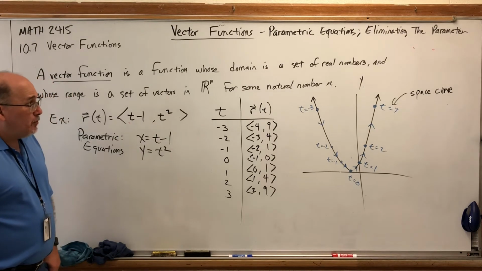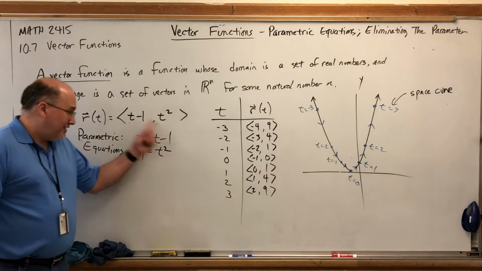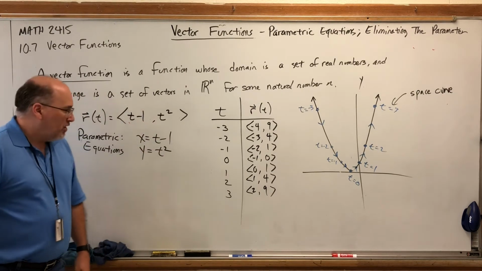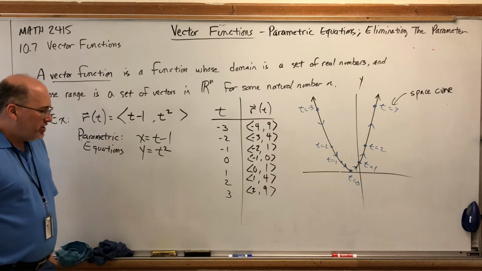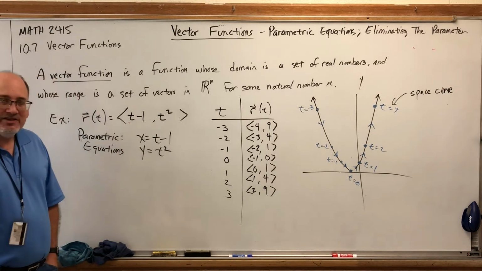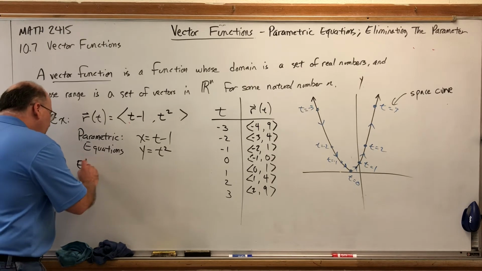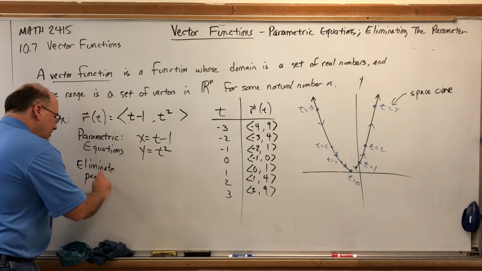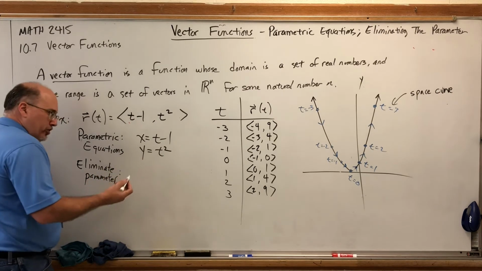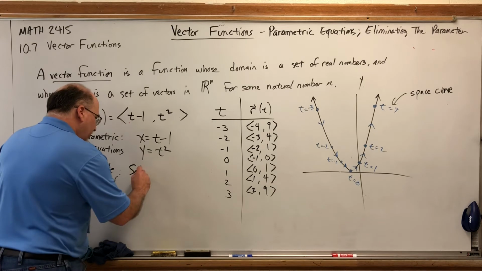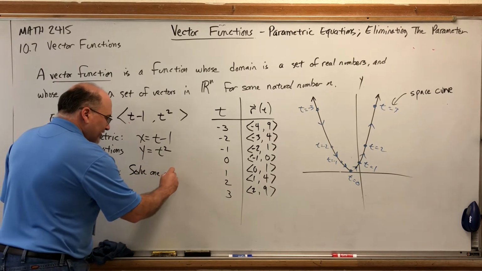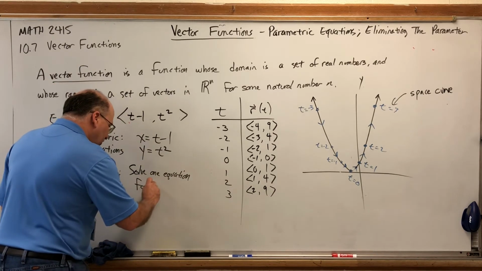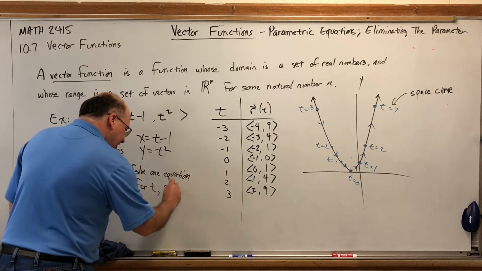But to eliminate the parameter means to take this system of equations and eliminate the t. So if you look at it from a system of equations perspective, what can we do to make the t disappear? In other words, what could we do to eliminate the parameter? To eliminate the parameter, we could, and we will, solve one equation for t. Now this isn't the only way to eliminate a parameter, but this is pretty straightforward when it's possible. Solve one equation for t, and then substitute.